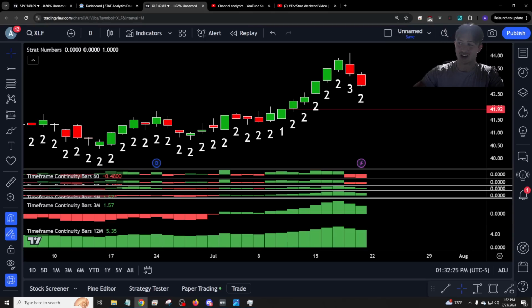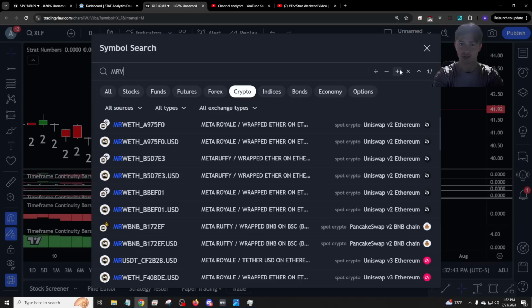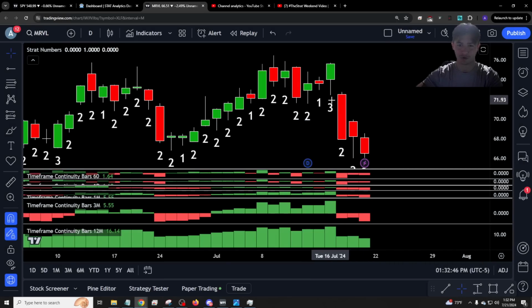Favorite and least favorite strat combination to trade on the daily and weekly time frame. 322, super good. The 122 rev strat, super good. The inside bar, 3-1 or just 2-1, super good. Those are the things I'm looking for. That pretty much covers everything. The other thing you can look for is like 3-2 reversals, which are a little more uncommon, but like something like Marvel here.